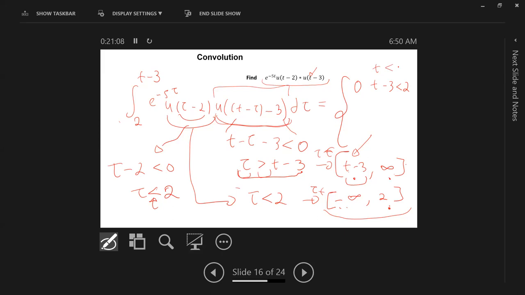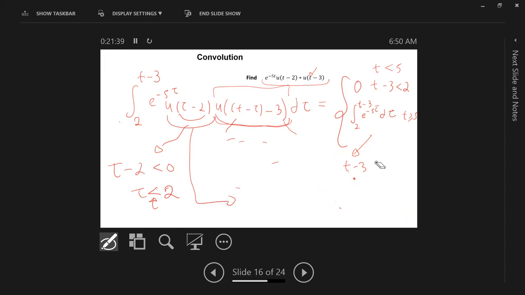Cool. So now we actually get to the top part of the class, and now we actually do have to do the integral. So we know now that this is just the integral from 2 to t minus 3 of e to the negative 5 tau d tau, for t greater than or equal to 5. And now we have to actually do the integration. So the integral of e to the negative 5 tau is just negative 1 over 5 e to the negative 5 tau, evaluated at 2 and at t minus 3.